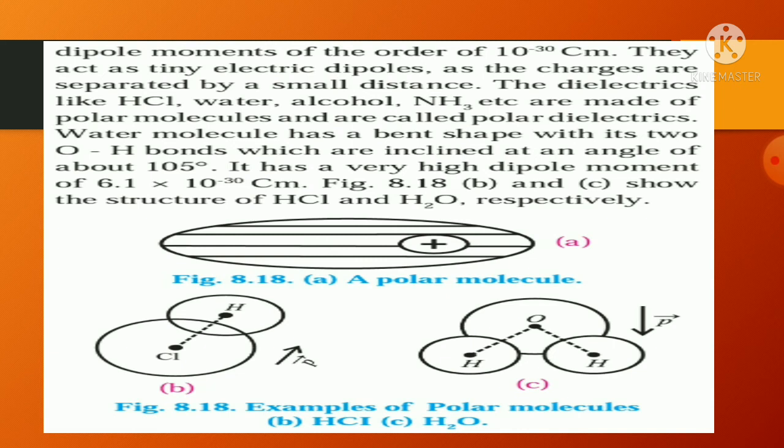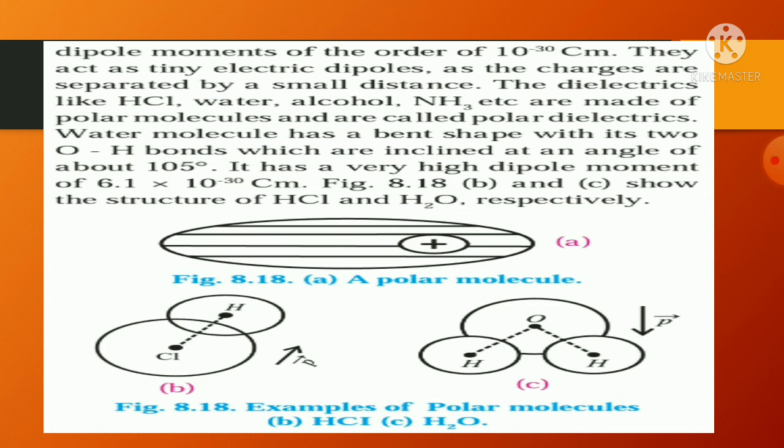Then the third point is the examples of polar molecules: HCl molecule, water molecule that is H2O, alcohol molecules such as ethyl alcohol and methyl alcohol, then NH3, the ammonia molecule, etc. are examples of polar molecules.